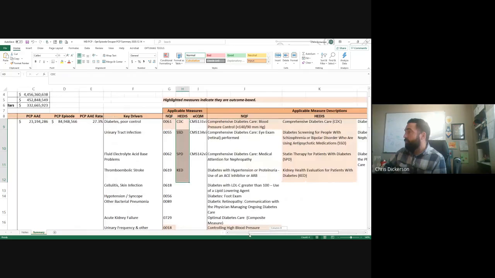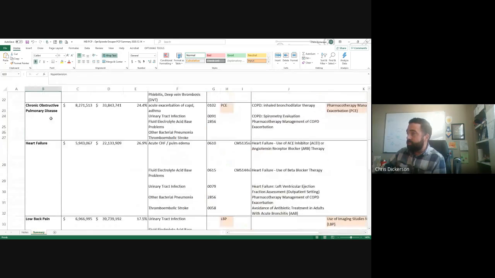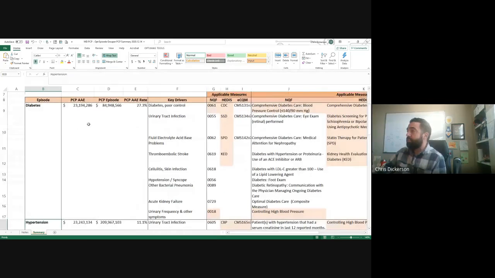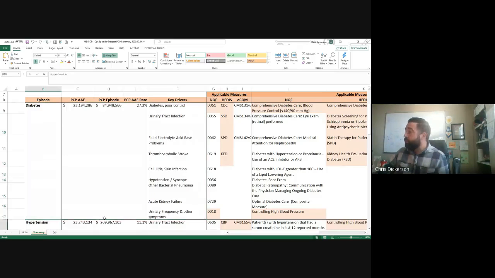Now, as we go down here, you'll see that there are multiple different episodes. So diabetes, hypertension, COPD, heart failure, low back pain. These dollars get to the point that I was talking about earlier of no longer being mutually exclusive. So if you look at this section, you are looking at the universe of diabetes, which, to the point that was raised earlier, could include some expense for individuals who also have hypertension. There is going to be some overlap here.